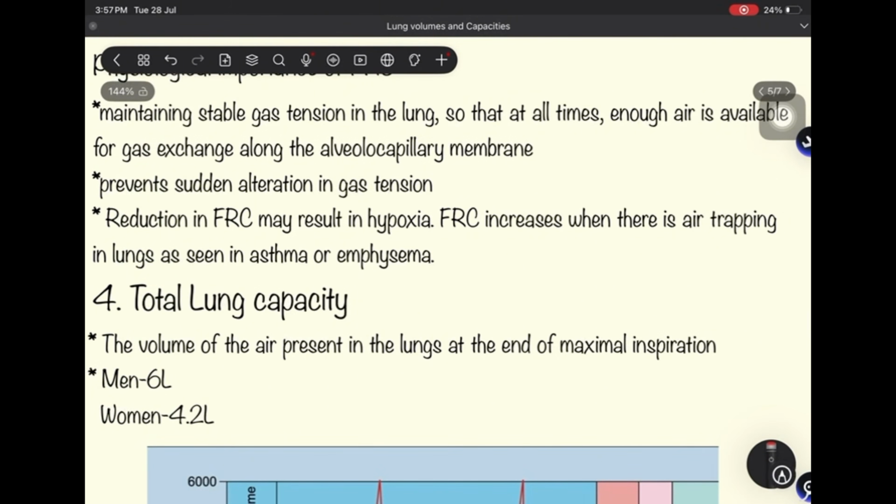Next is the total lung capacity. The total lung capacity is the volume of air present in the lungs at the end of maximal inspiration. So, after a maximum inspiration, how much volume of air is left in your lungs is known as the total lung capacity. It is 6 liter in men and 4.2 liter in women.